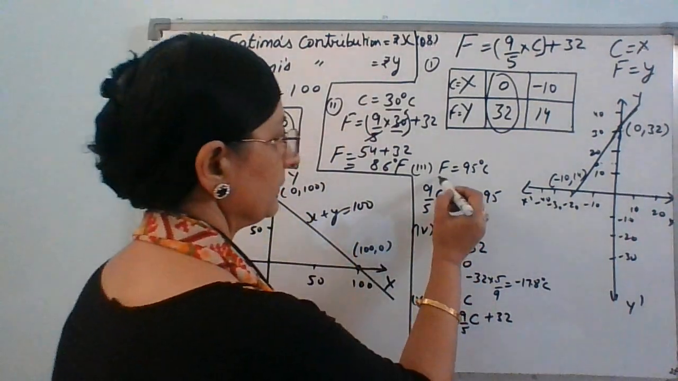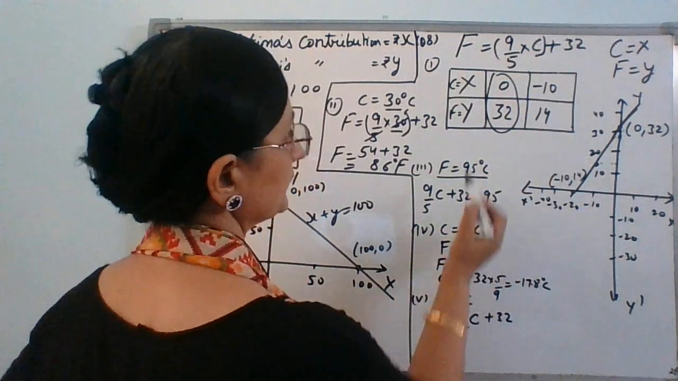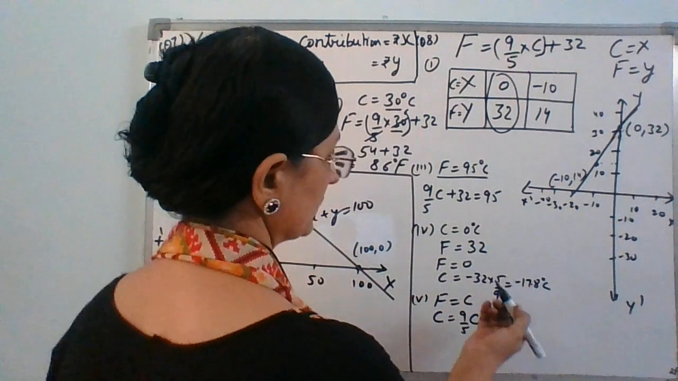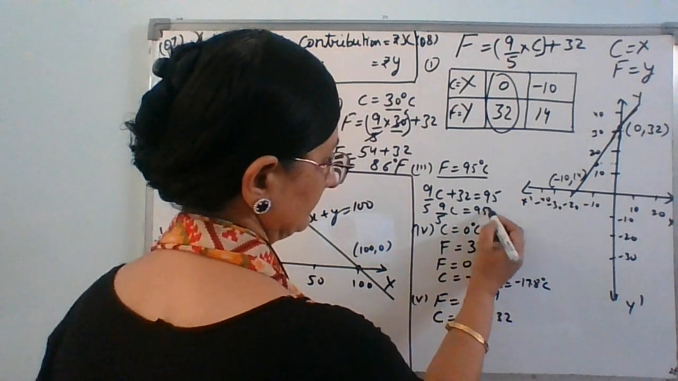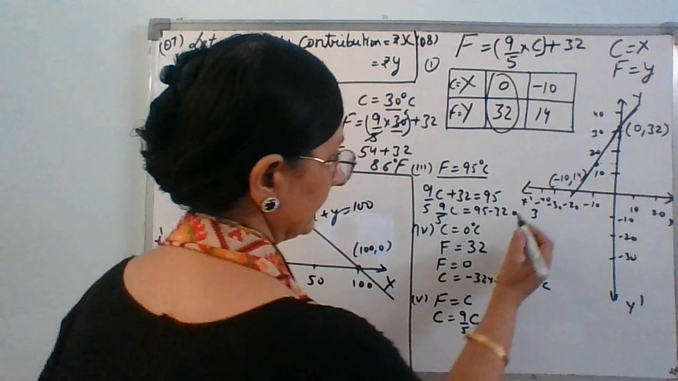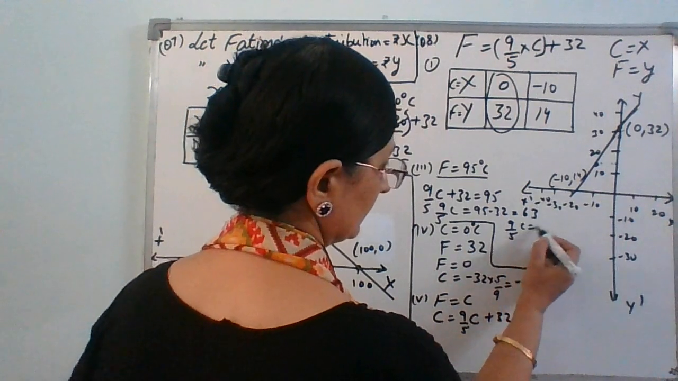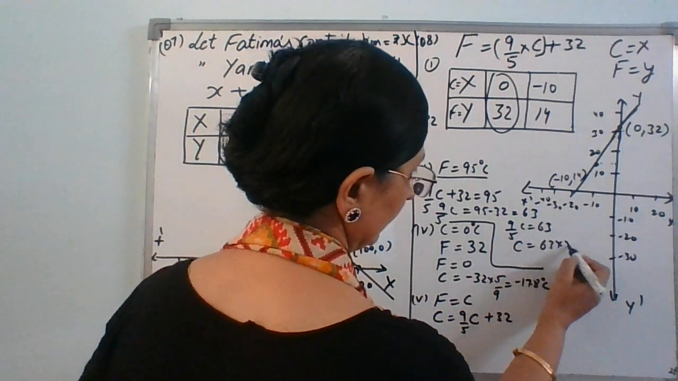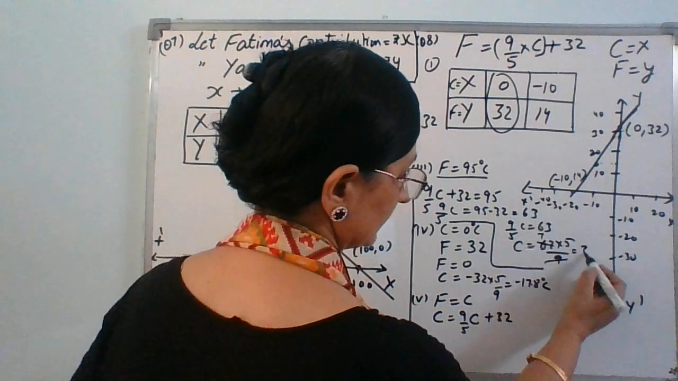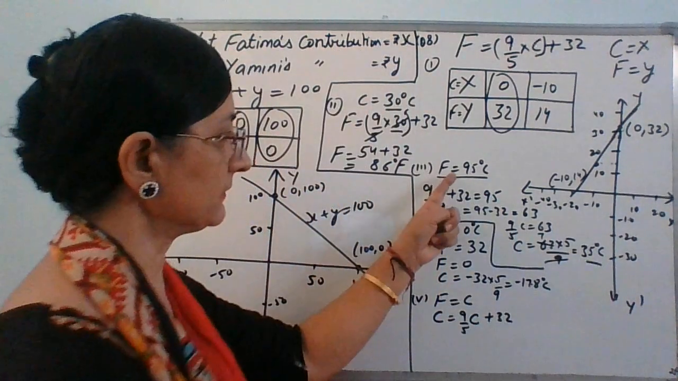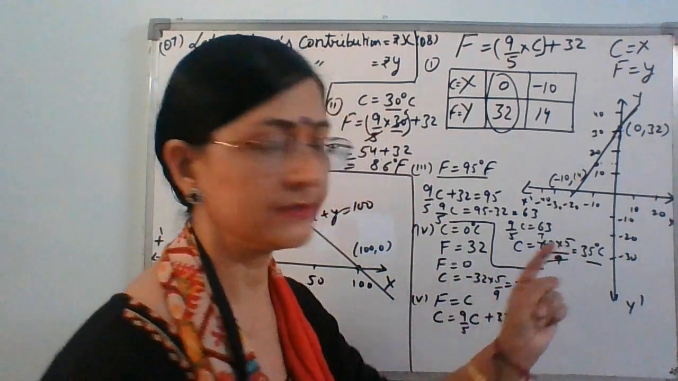Third part: when F is 95, find out C. Right? When F is 95, so F is 9 by 5 C plus 32. In place of F we will put 95. We are supposed to solve here. So 9 by 5 C is equal to 95 minus 32. Right? And that will be 63. So 9 by 5 C is equal to 63 and C will be equal to 63 multiplied by 5 divided by 9. So 9 7s are 63, 7 5s are 35 degrees C. So when F is 95 degrees Fahrenheit, its value in degree Celsius is 35 degrees C.